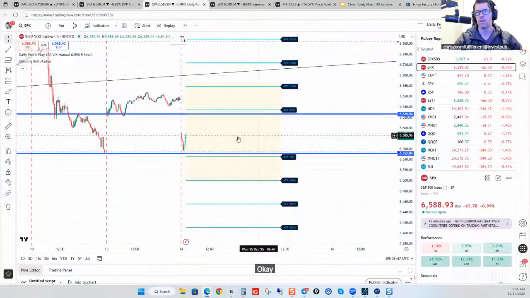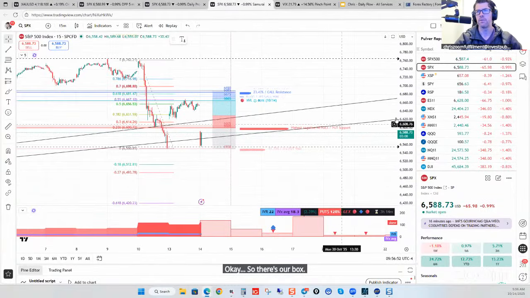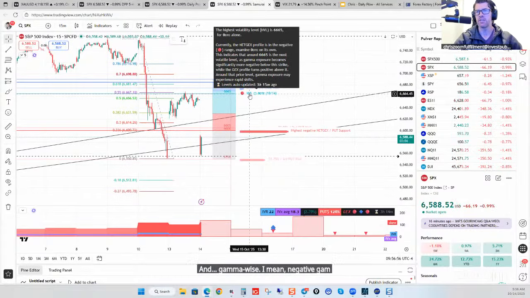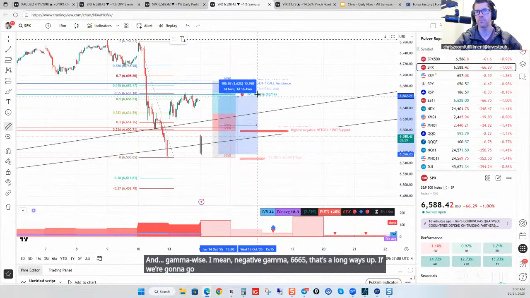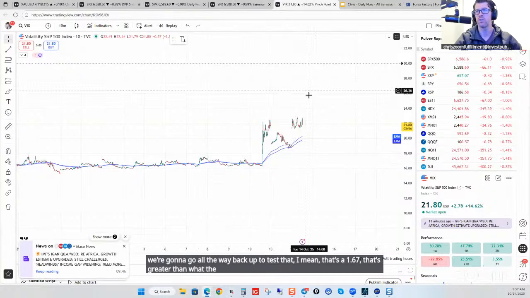Okay, so there's our box. And gamma wise, I mean, negative gamma, 66, 65. That's a long ways up. If we're going to go all the way back up to test that, that's a 1.67. That's greater than what the VIX should allow us to do today.